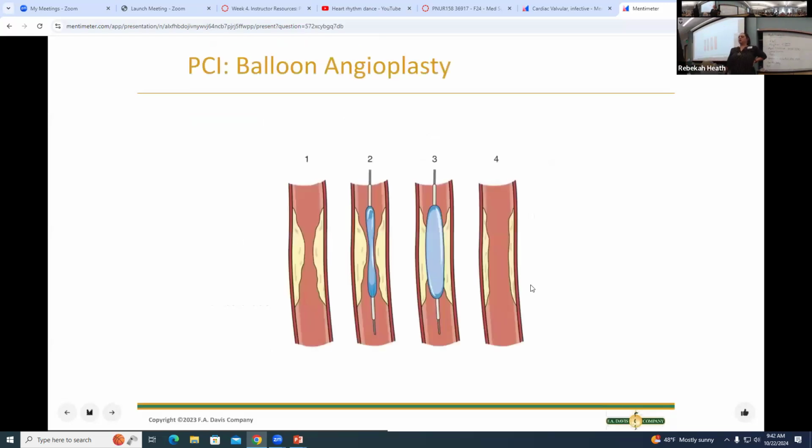So this is a picture of what it might look like. So if somebody has plaque that's built up on these walls here, what they'll do in that cath lab is they take that little catheter and they snake it through that area where it's really thin. See, one can't get through very well on here. And so then they put that little balloon through and then they blow it up. It helps stretch that vessel open a little bit more.